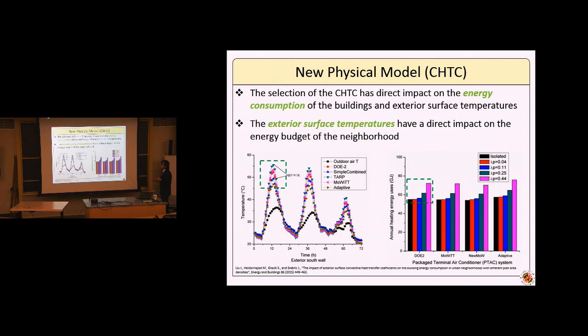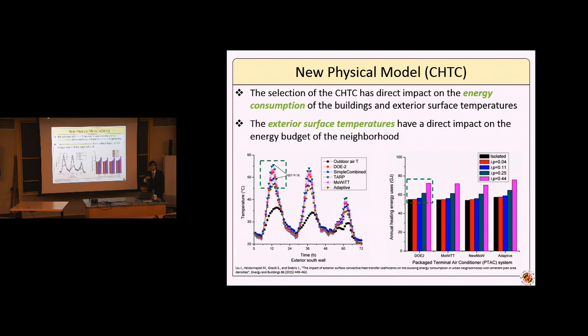The way we could look at it, I have two figures here. The left-hand side shows different hours. Each of these spikes represents a day. The vertical axis shows the exterior surface temperature in centigrade: 30s, 40, 50, 60. Depending on the different coefficients I'm using, I get up to a 9 degree temperature difference on the surfaces. So this has some implications.